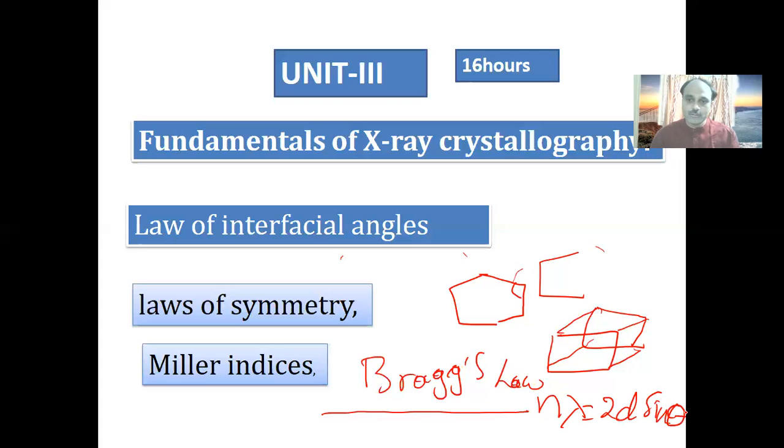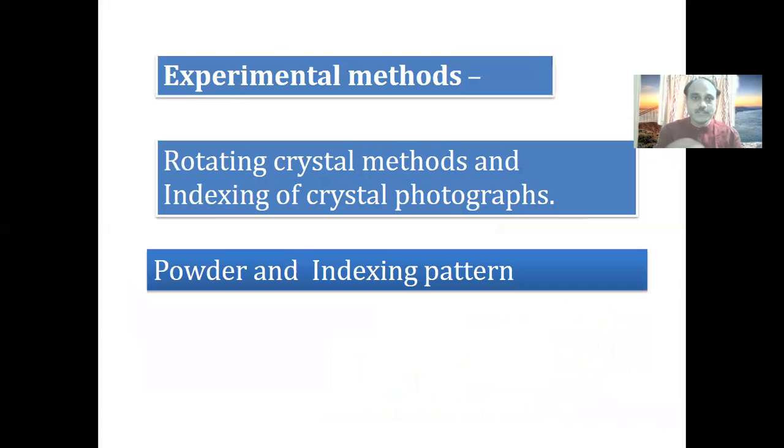Right? In this equation, n is the order of the reflection, lambda is the wavelength which was used in the experiment, d is the interplanar spacing, and theta is the diffraction angle. So this Bragg's law we need to understand before going to study the experimental methods. In experimental methods, there are different methods, but we have the rotating crystal method, that is the single crystal rotating method, and the powder diffraction method.